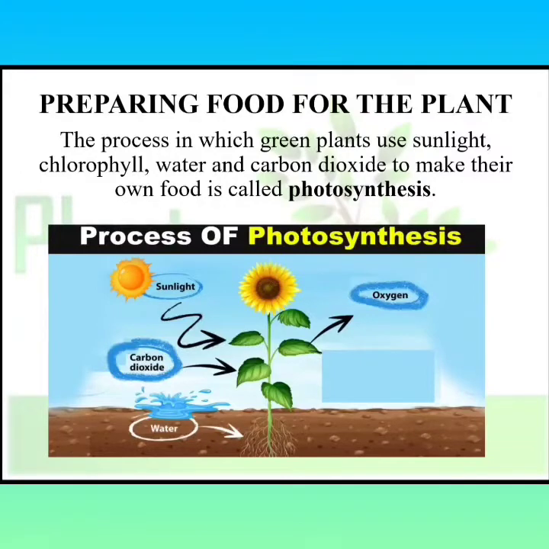Now we will talk about what is photosynthesis. Preparing food for the plant. Photosynthesis is the process in which green plants use sunlight, chlorophyll, water and carbon dioxide to make their own food. As we all know that green plants are the producers. Producers means they can make their own food. They are the only living beings on the earth that can prepare their own food. And how do they prepare their own food? They use sunlight, chlorophyll, water and carbon dioxide to make their food.